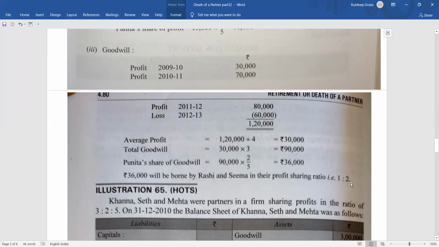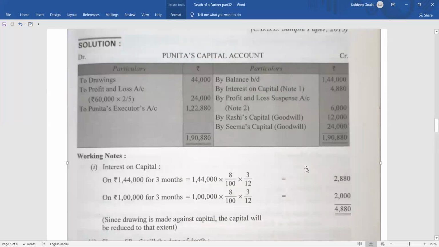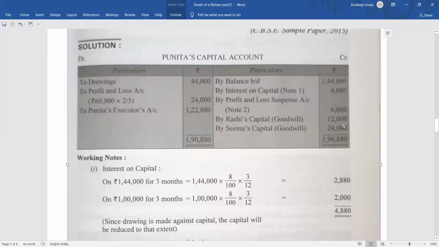So the journal entry will be like this: Rashi's capital account debit, Sima's capital account debit to Punita's capital account 36,000. And how much will be borne by Rashi and Sima? That is in the ratio 1:2, 36,000 will be distributed. Okay. So how much is it coming? One will be 12,000, another will be 24,000, right? So it will be by Rashi's capital account 12,000, by Sima's capital account 24,000.